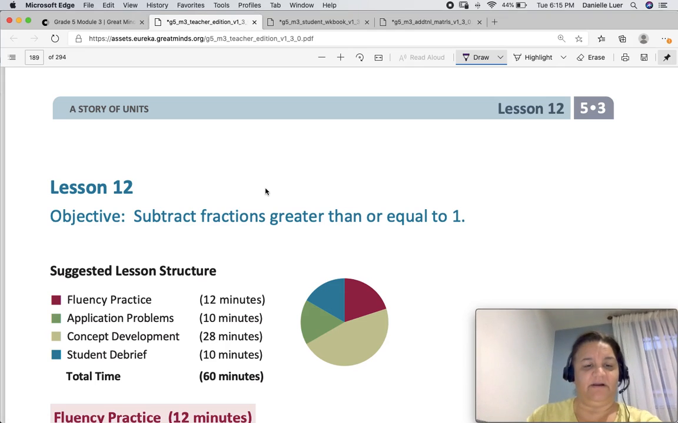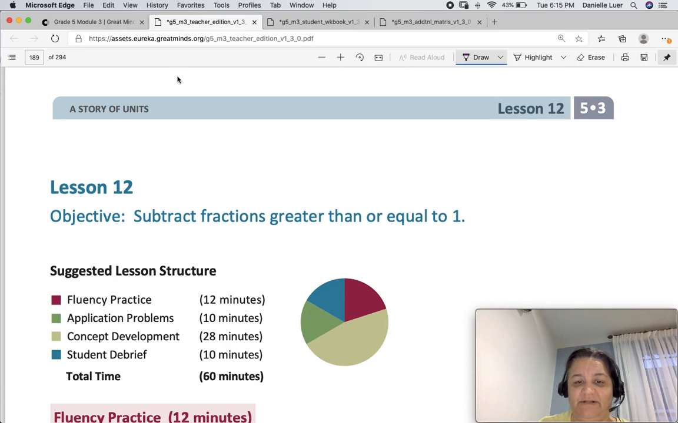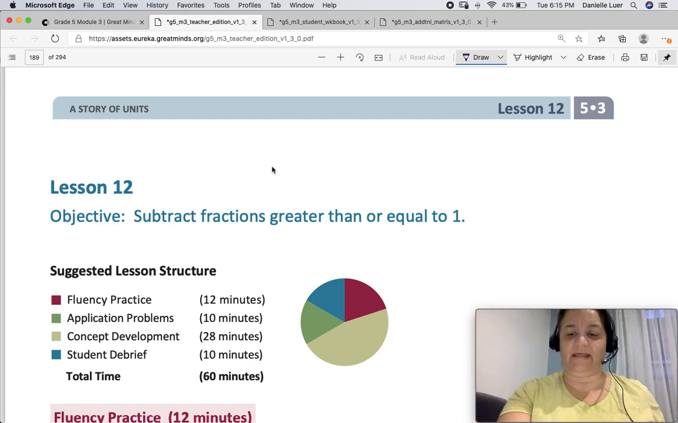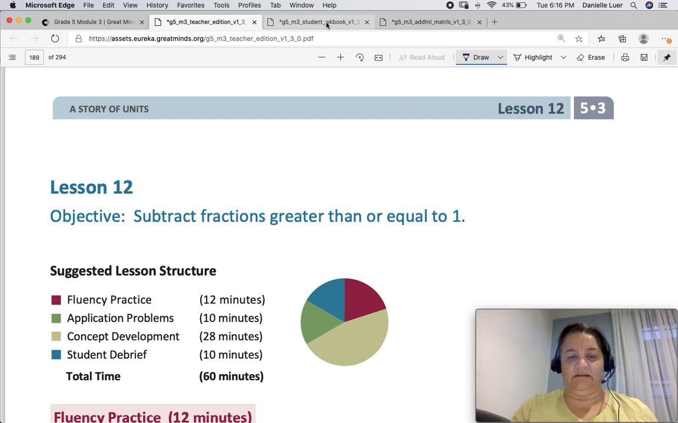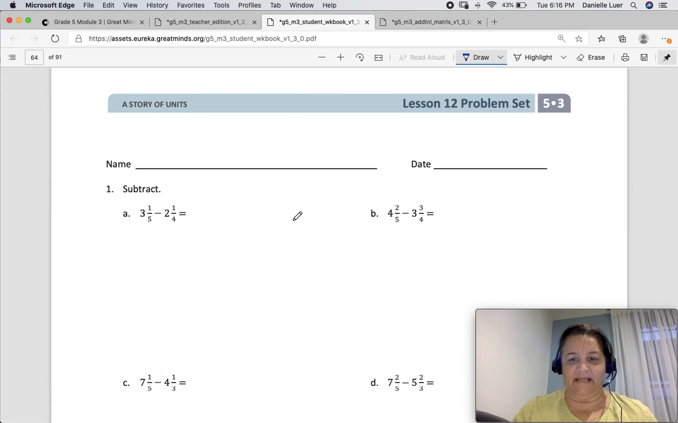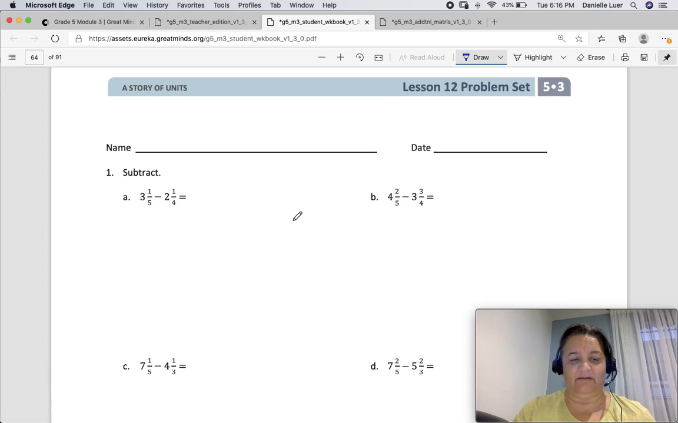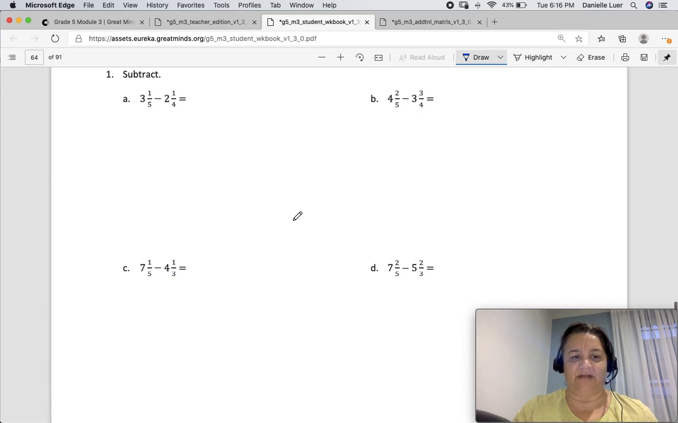Lesson 12, our objective is to subtract fractions greater than or equal to 1. And I'm going to tell you right now that probably means that we're going to have to turn some mixed fractions into improper fractions in order to subtract them. Okay, let me see if I can start with a Learn Book, problem set, lesson 12, and subtraction.